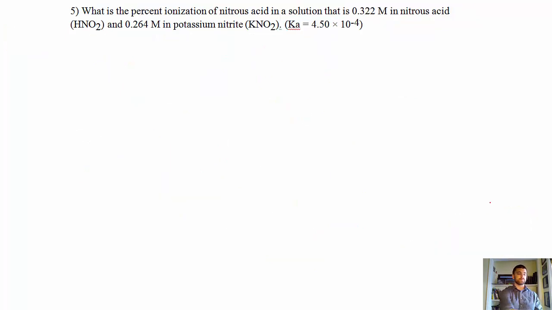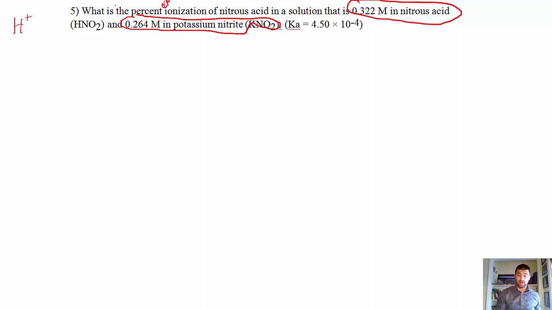All right. 5, last one for this topic. It says, what is the percent ionization of nitrous acid in a solution that is 0.322 molar in nitrous acid and 0.264 molar in potassium nitrite? So why don't I learn from my mistakes that I made on the last problem and circle the whole thing and go out there. So if I want the percent ionized, I got to figure out, well, how much ionized. I'm going to figure that out by looking at how much H plus I got, because that came from the nitrous acid.